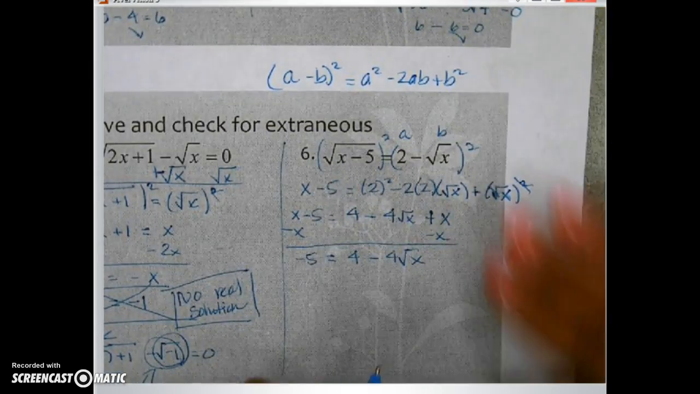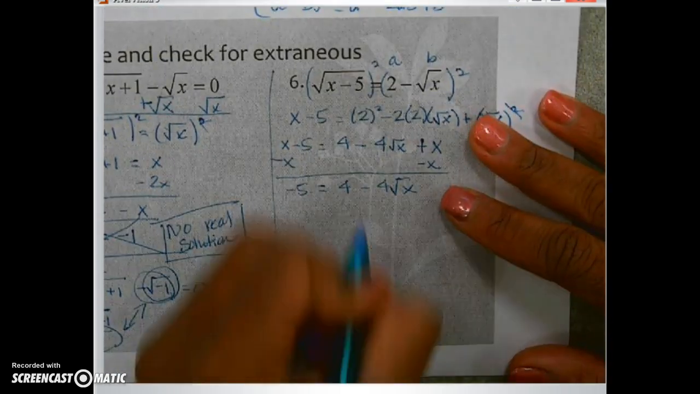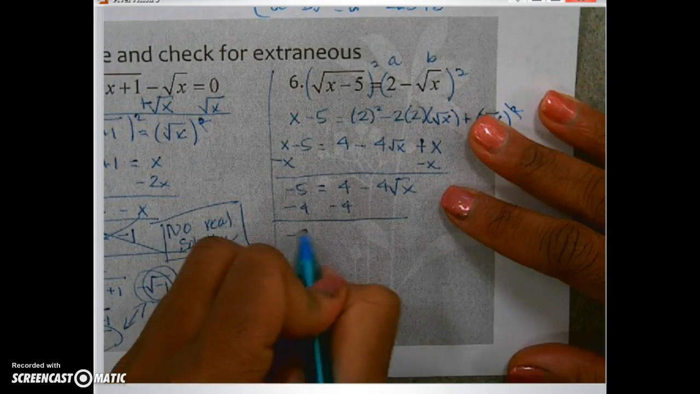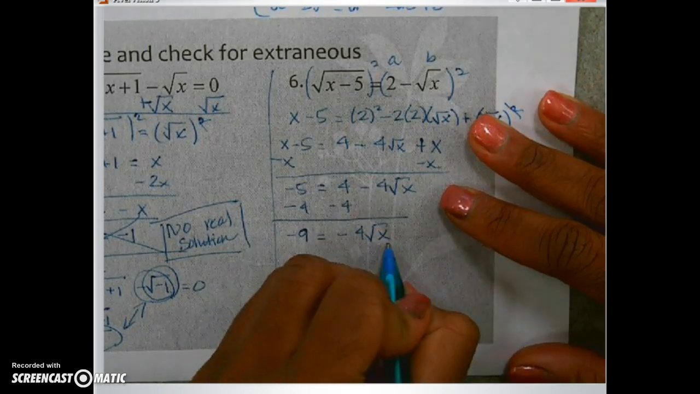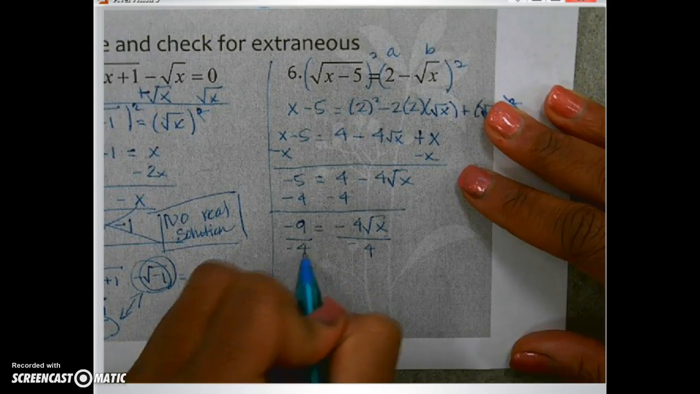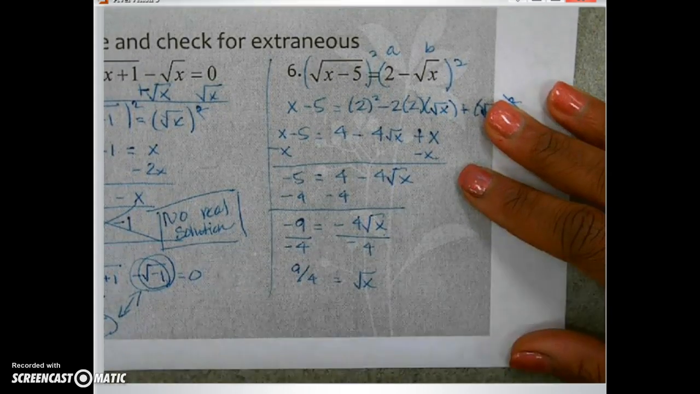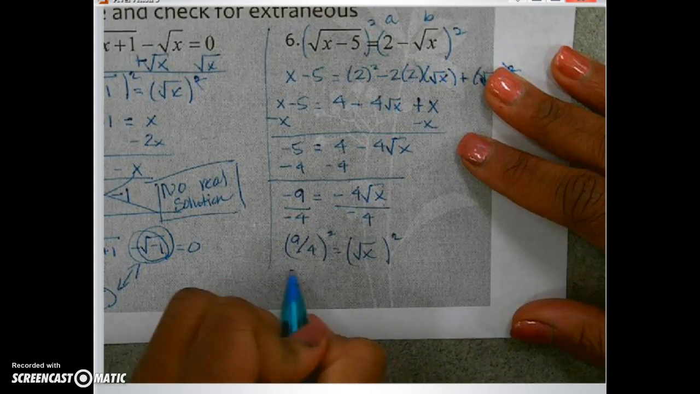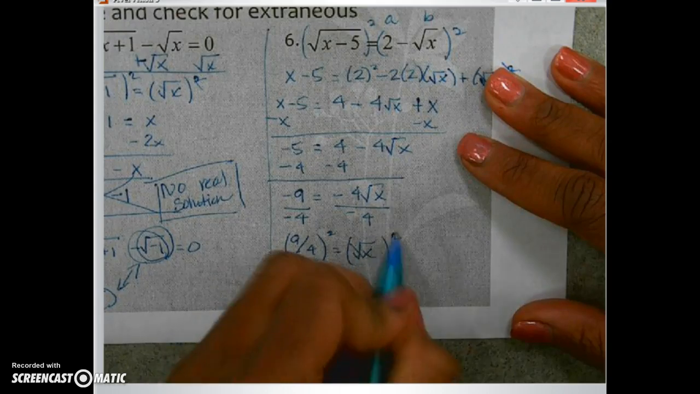This is looking better for me. I'm going to go ahead and try to isolate this radical so that I can square both sides. So I'm going to subtract 4, and I get negative 9 equals negative 4 radical x. And then I would divide by negative 4, as I'm sure you would. And I have 9 over 4 is equal to the square root of x. Are we done yet? No. We're going to square both sides. And I have 81 over 16 equals x, because these have now canceled out.